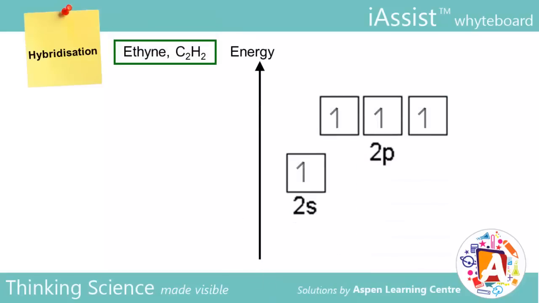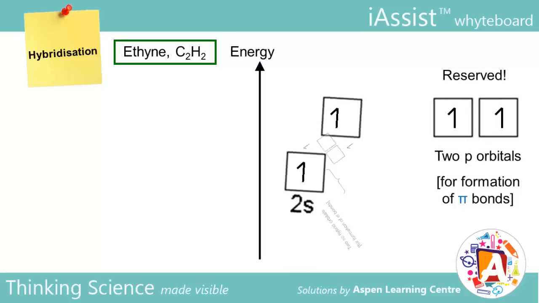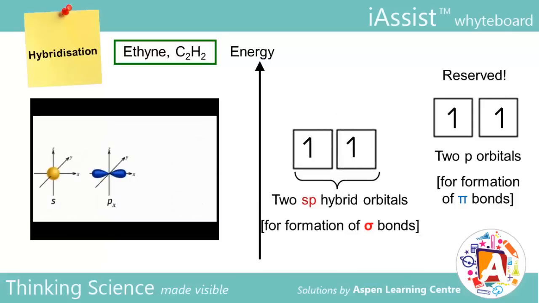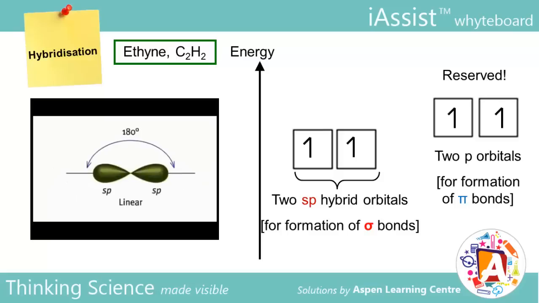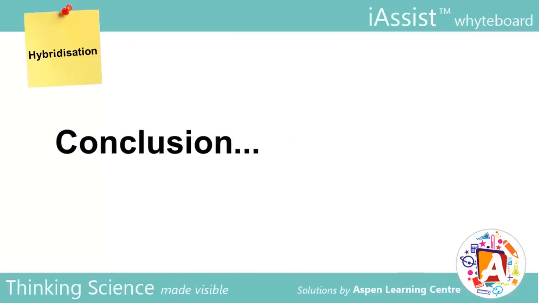Finally, we quickly consider ethyne. Ethyne has two sigma and two pi bonds, so each C atom reserves two 2p orbitals each for forming the two pi bonds while having the remaining 2s and 2p orbitals undergoing hybridization. The end result is a simple linear shape for ethyne, its C atoms being sp hybridized and its sigma bonding orbitals being sp orbitals.